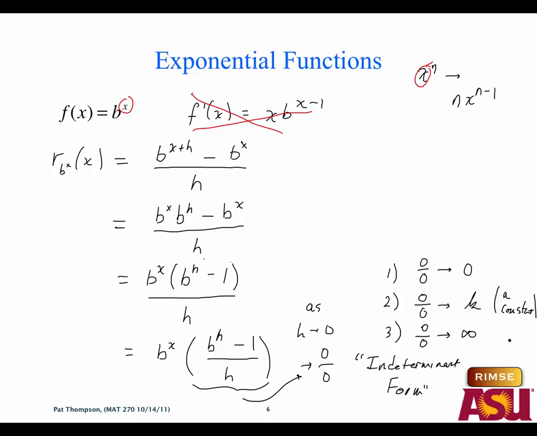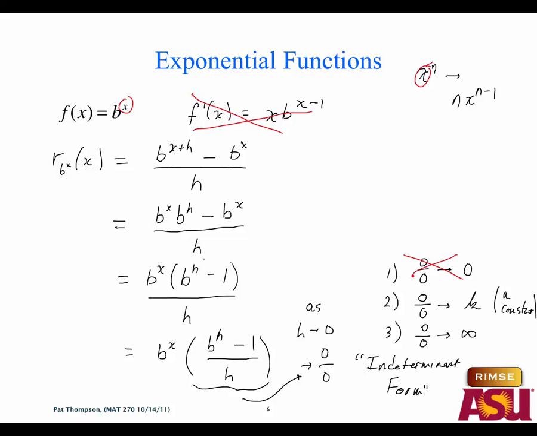So we have the rate of change of b to the x is, look, what is b to the x? It's our original accumulation function times this ratio. So let's talk through these possibilities. Could this be 0? Doesn't make sense, because we know the rate of change of an exponential function is not 0. The rate of change of a constant function is 0. It would mean the rate of change of b to the x would be 0. Well, that's not right.